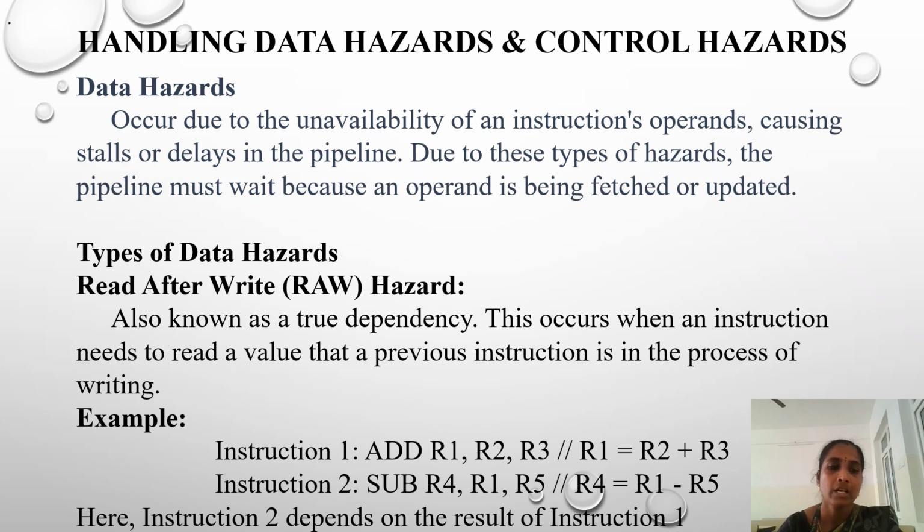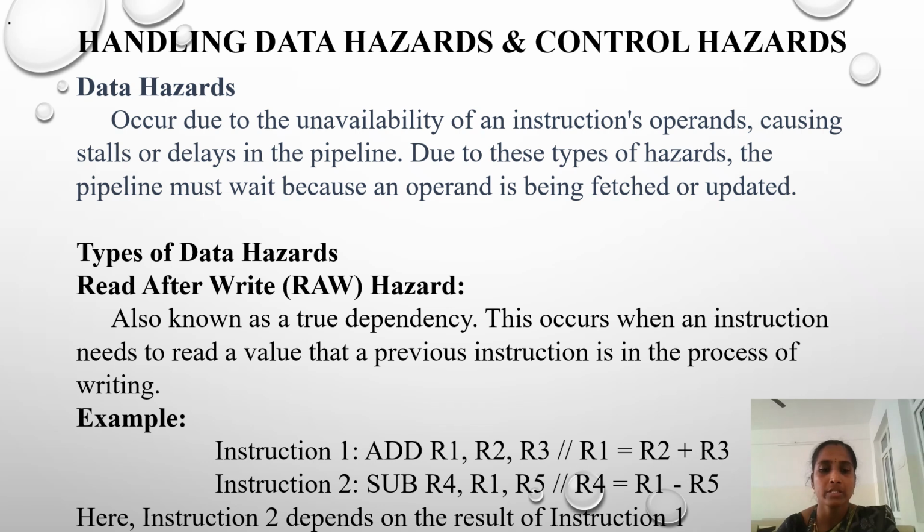Data hazards in computer architecture are pipeline stalls caused by instruction dependencies where a subsequent instruction needs data from a prior one that hasn't finished yet, leading to incorrect results. Further, this is divided into three different data hazards. The first one is read after write hazard. This one is also known as true dependency.